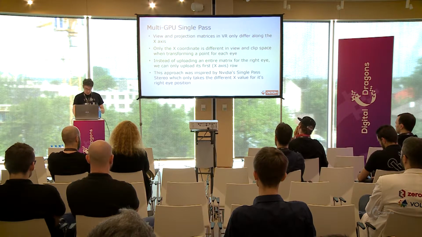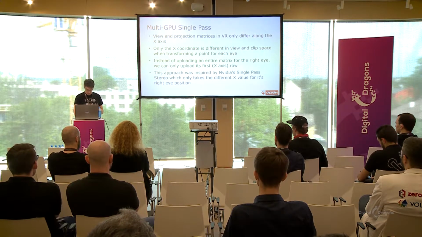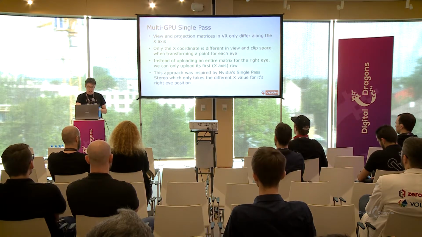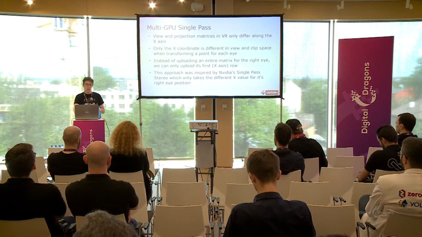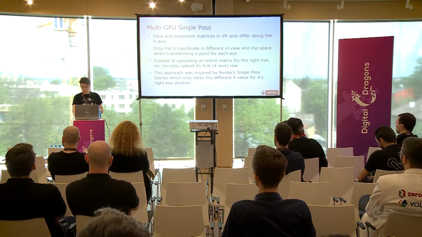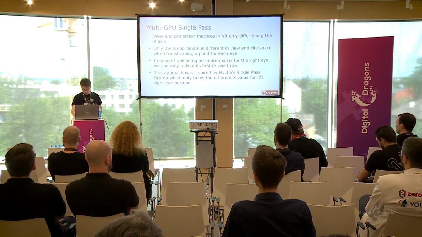This means that only the x-coordinate in view and clip spaces will be different when transforming a point for each eye. We actually got this idea from NVIDIA's single-pass stereo extension, which actually only takes the different x position value for its right eye position. It doesn't get the entire position.